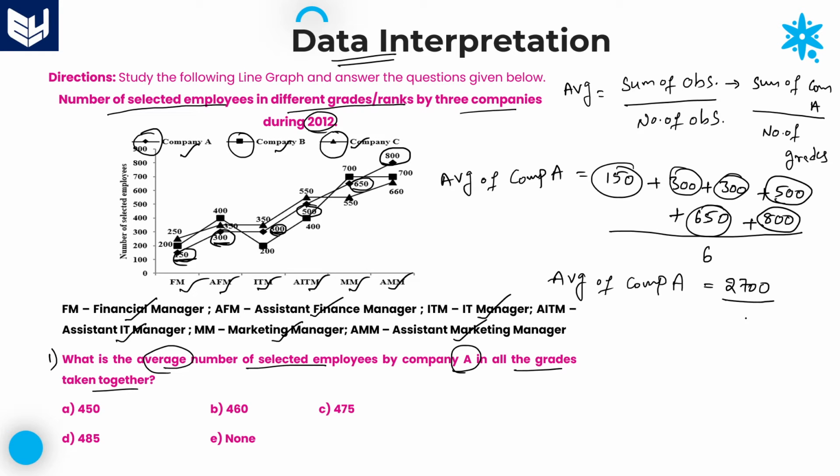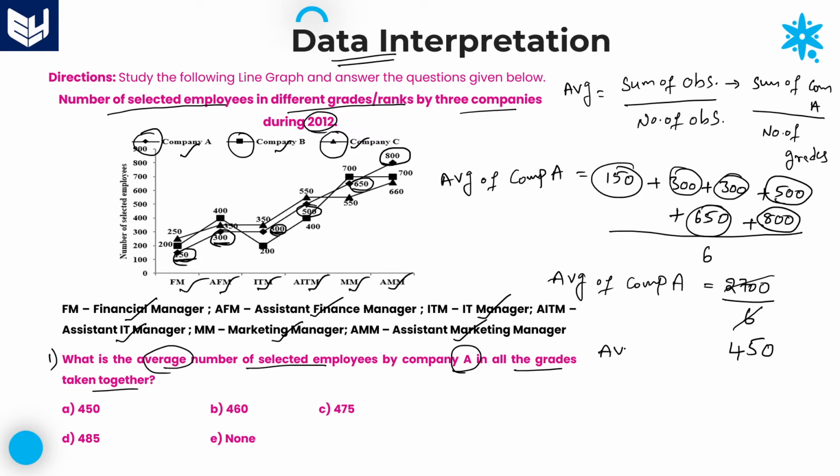2700 divided by 6. Now you can cancel with the 6 table. 6 fours are 24, still 3 is left over. 30, 6 fives are 30, and still 0 is left over.